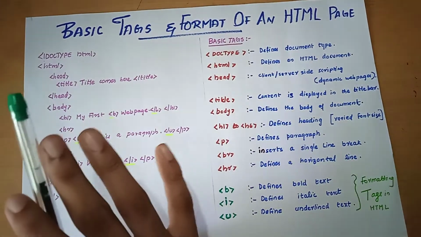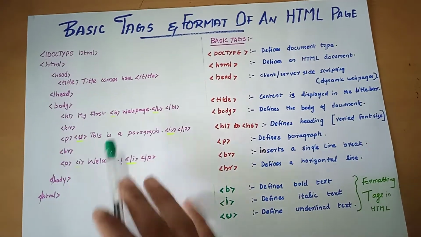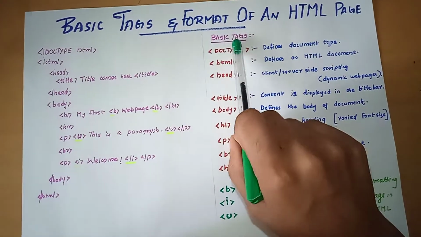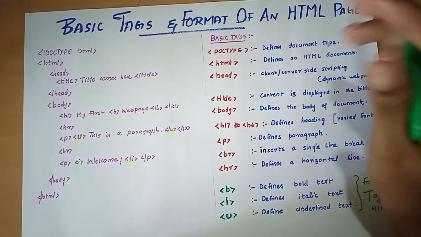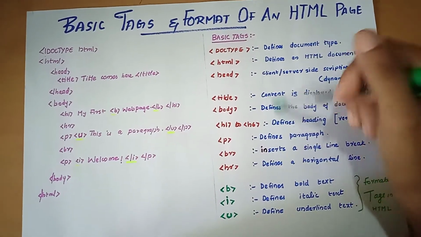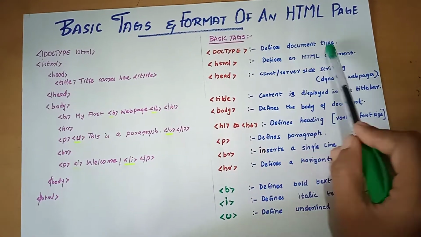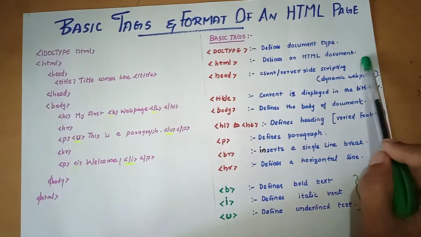So let's see what these basic tags and formatting tags indicate and how they are defined. Okay, so basic tags of an HTML. Tags are always basic, and there are also a lot of formatting tags available in HTML. So mainly the basic tags include doctype, which defines the document type, and HTML, which defines an HTML document.